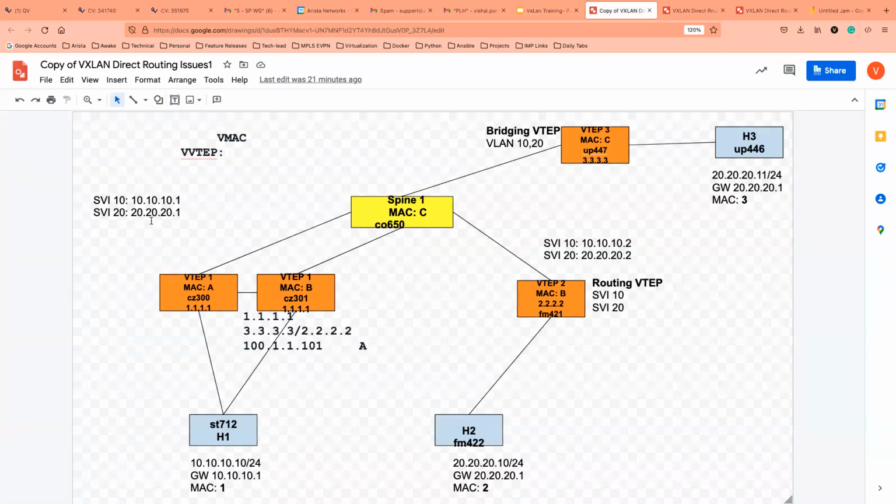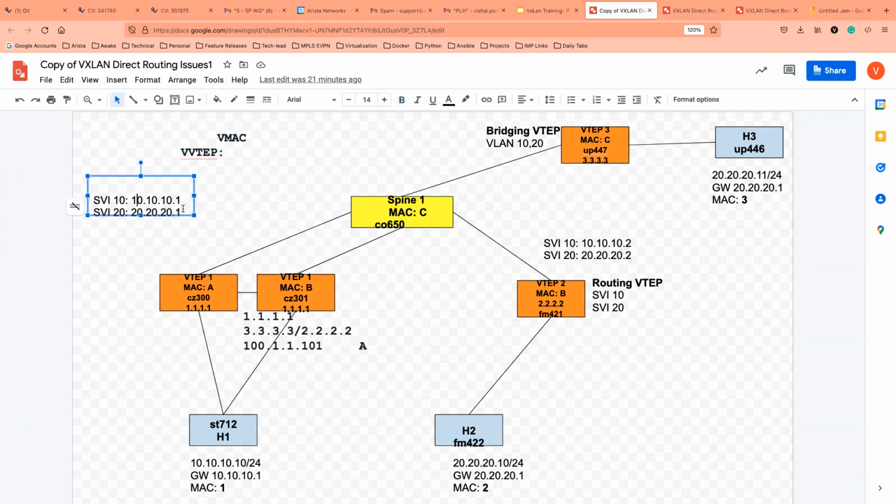Let's say this is our VTEP pair 1, VTEP pair 2 and VTEP 3, and we have different IP addresses configured. These two are routing VTEPs, VTEP 1 and VTEP 2 is also a routing VTEP, and this is a bridging VTEP. And we have different gateway IP addresses configured. Here it's 10.10.10.1 and 20.20.20.1, and here it's 10.10.10.2 and 20.20.20.2. Can anyone tell me what problem we'll see with this?